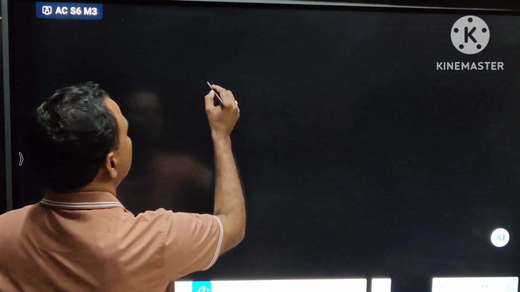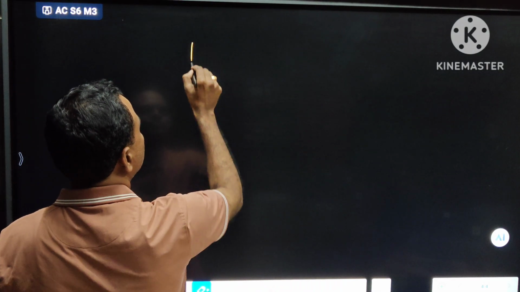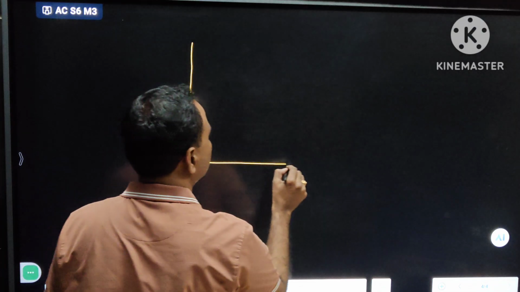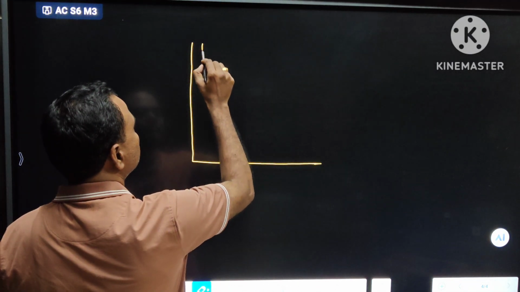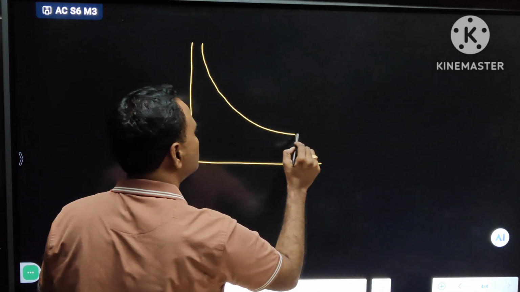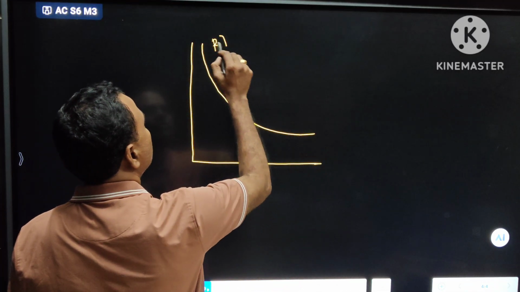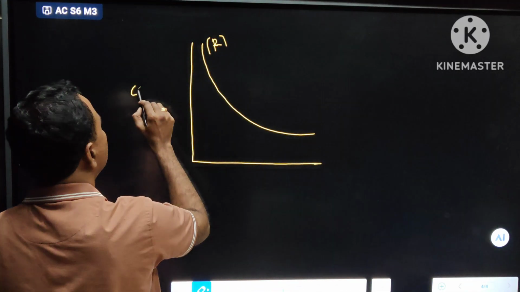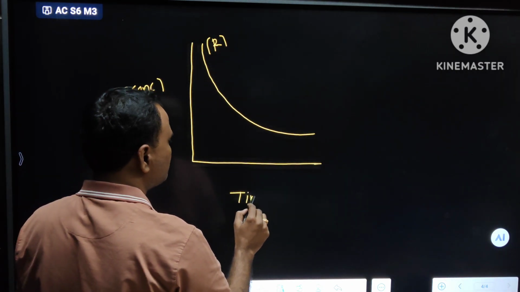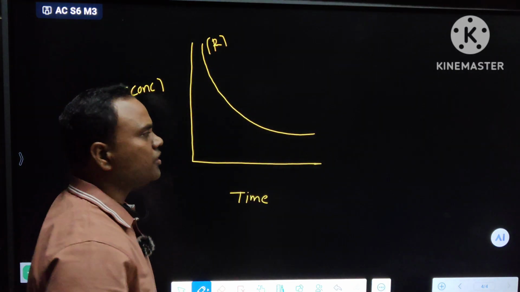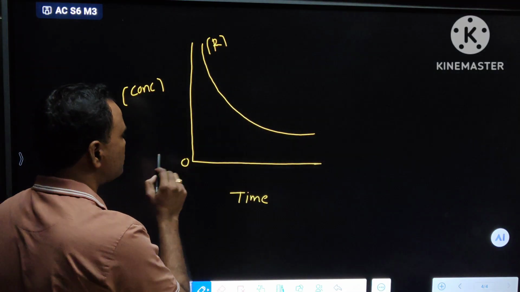Now let us calculate the rate. Okay. Observe these two graphs carefully. I am taking reactants concentration, and this is time. Observe carefully. I am giving some values.